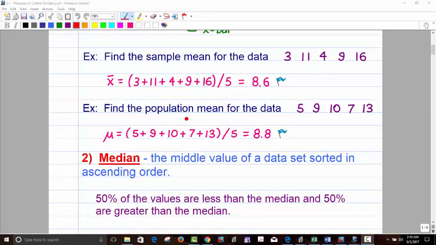Next one, population mean. So that we're determining whatever this data is going to represent a population for whatever reason. A population that only has 5 values. That's okay. Populations are usually larger than that, but that's okay for this exercise. Well, now I'm just using that Greek letter mu. Adding the 5 numbers up, dividing by 5, we'll get 8.8. So you can see the calculation's done exactly the same either way.